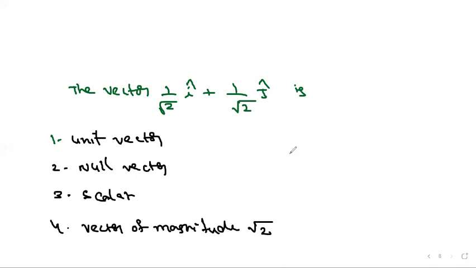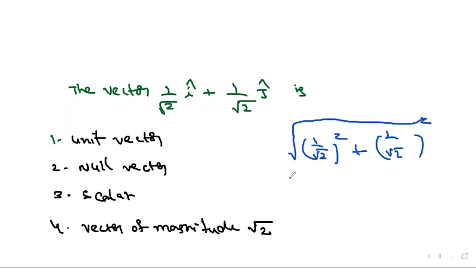So the magnitude is root over the x component squared, that is 1 by root 2 whole squared, plus the y component squared. So this is equal to root over 1 by 2 plus 1 by 2. 1 by 2 plus 1 by 2 is 1 only, no? Root 1 is again 1. Since the magnitude is equal to 1, what type of vector is it? Unit vector only. Unit.